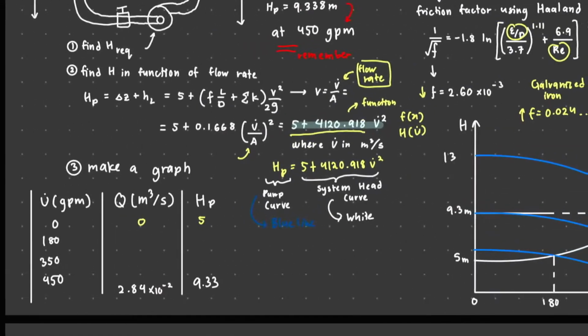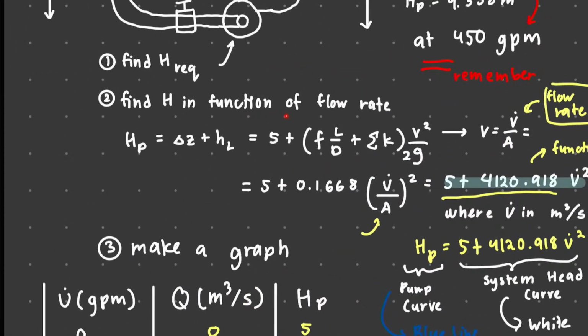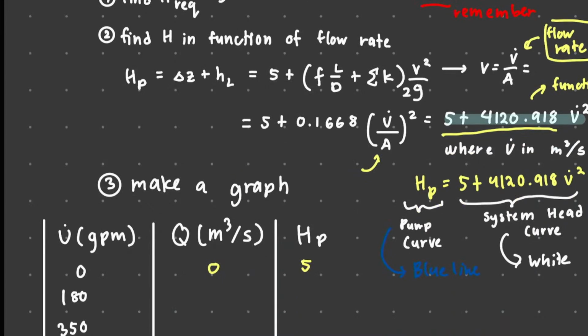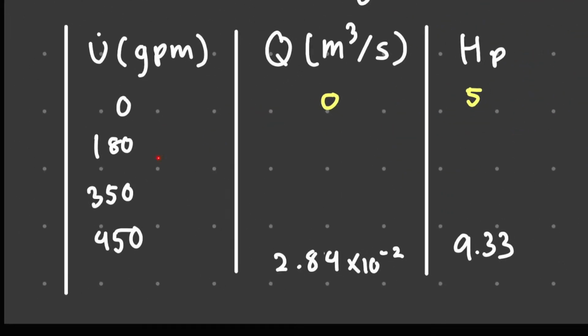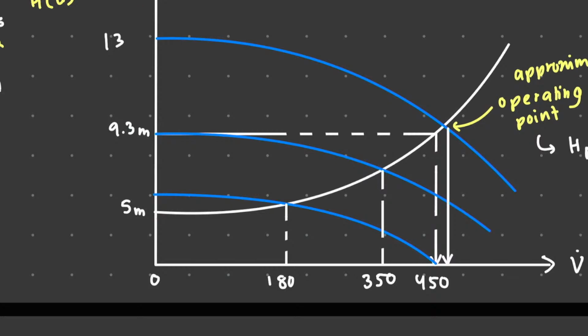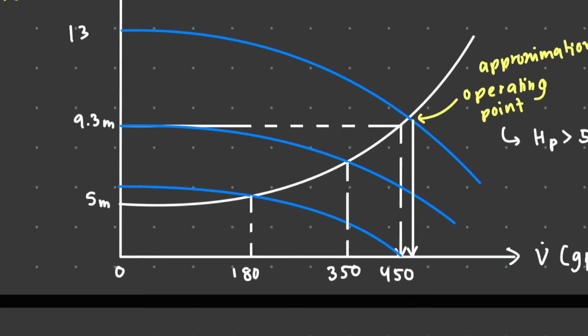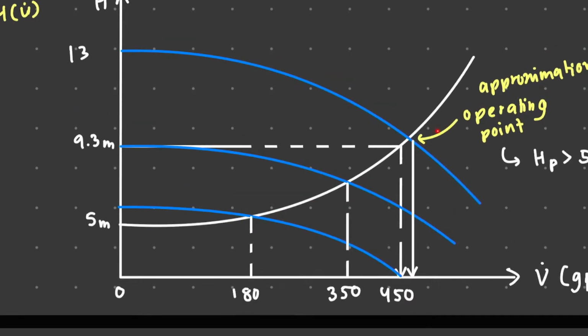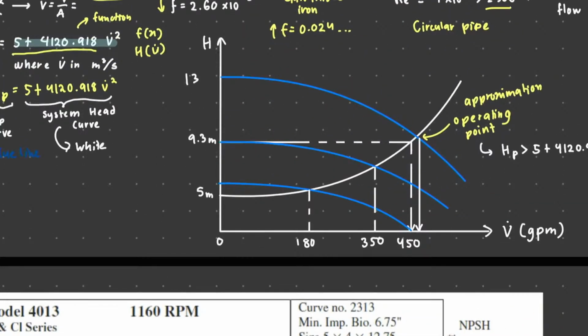Okay. So after finding the function of the flow rate, you need to make a graph. You have to make this graph. You put in flow rates one by one. It doesn't matter if 400, 200, 300, as long as you have 0 and 450. That's all. When it is 0, head is 5. When it is 450, head is 9.3. So you graph like that. Okay, so that is the first step.